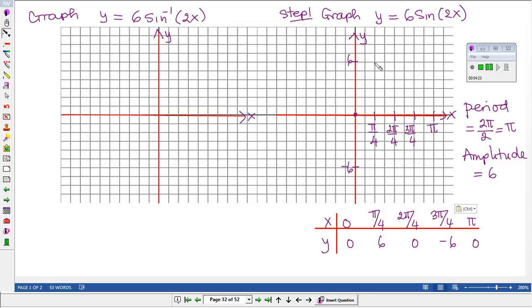So 0, positive 6, 0, -6, 0. So this will be one period of the graph, and then you will connect these 5 points. So that will give you the first period of the graph of the sine function.